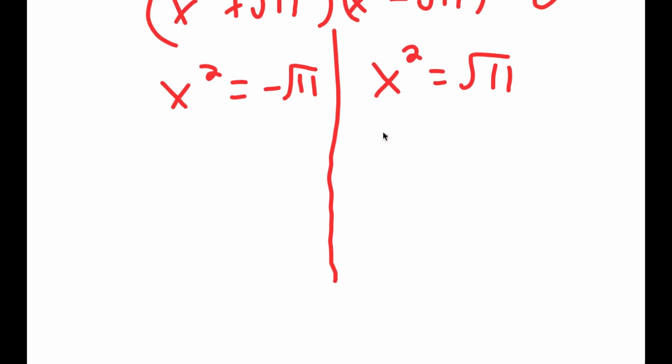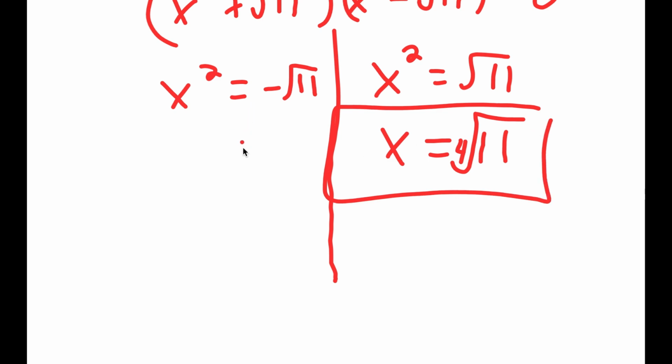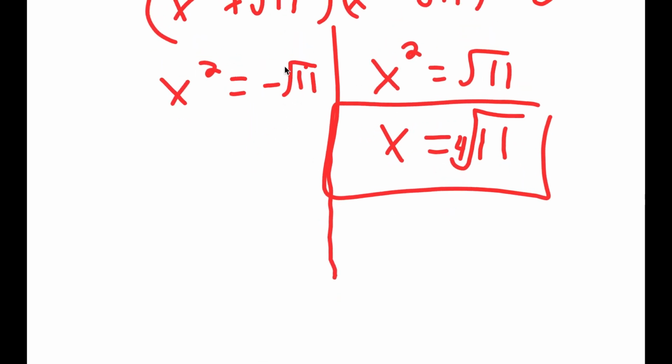For x squared equals square root of 11, x is equal to the fourth root of 11. And the other one has no solution, so this is my only solution to this problem.